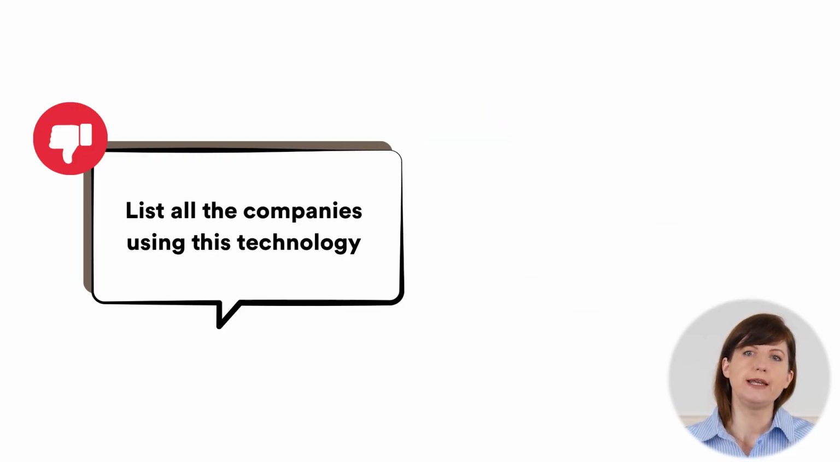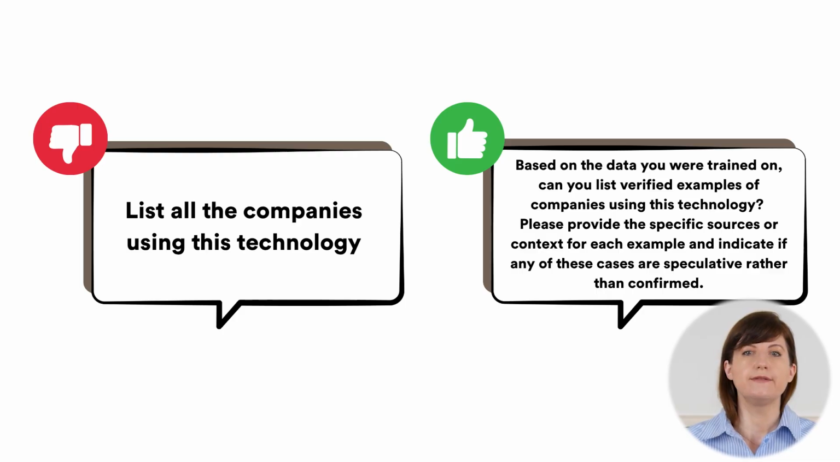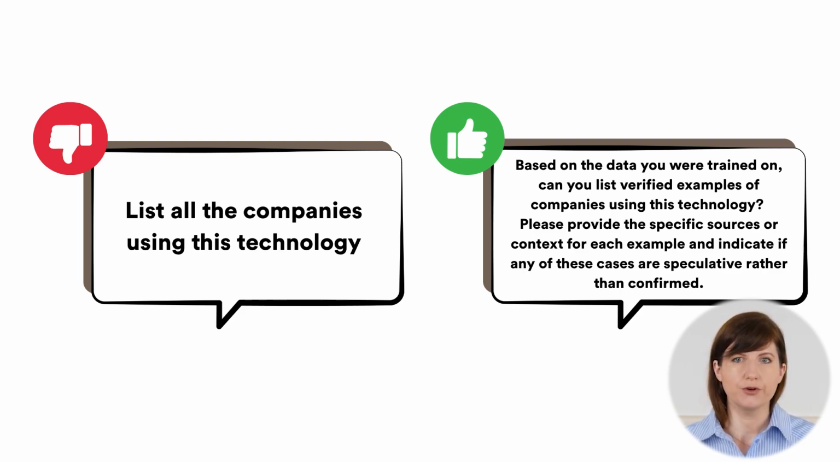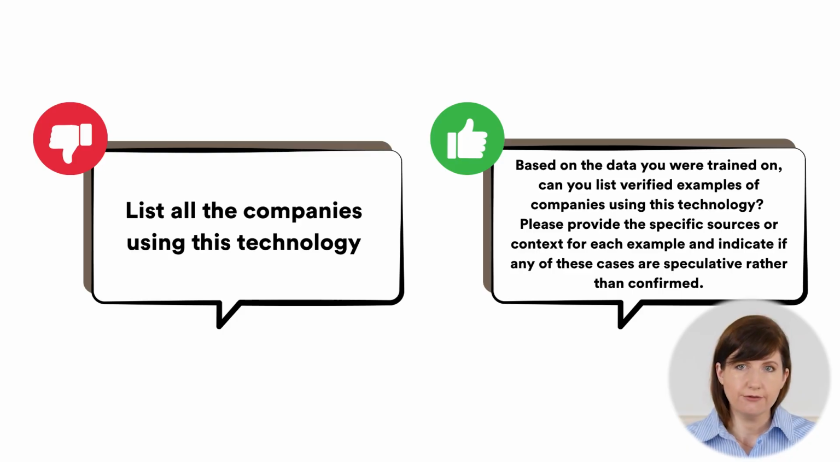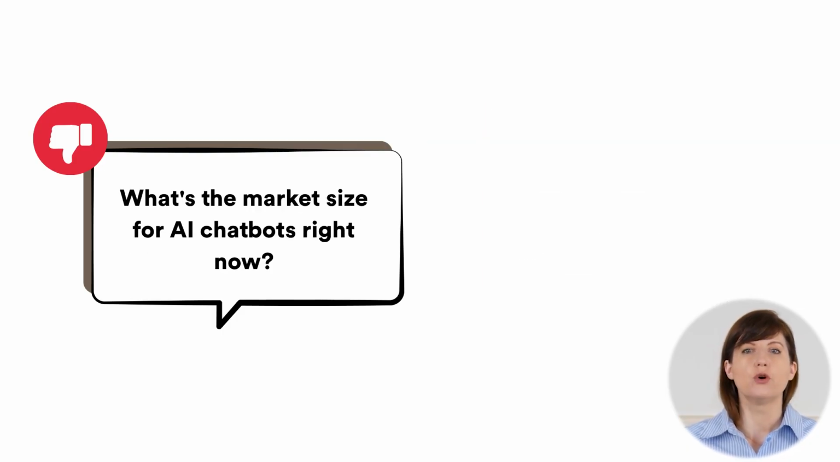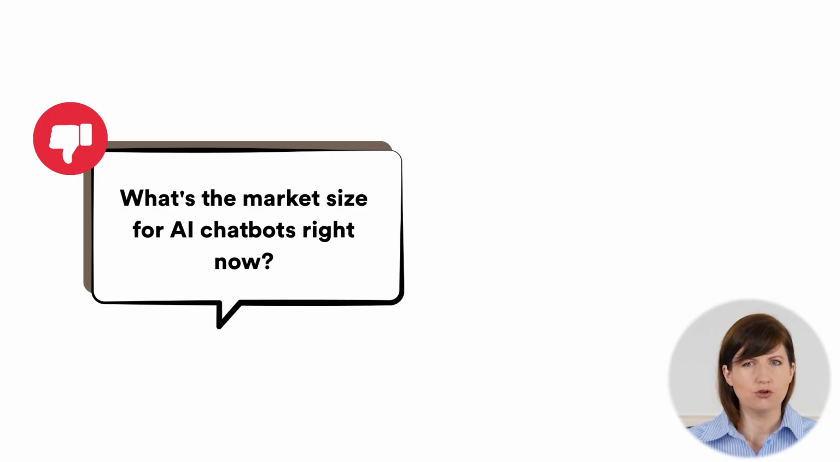Or instead of "list all the companies using this technology," try this. Based on the data you were trained on, can you list verified examples of companies using this technology? Please provide the specific sources or context for each example and indicate if any of these cases are speculative rather than confirmed. Instead of "what's the market size for AI chatbots right now," try this.